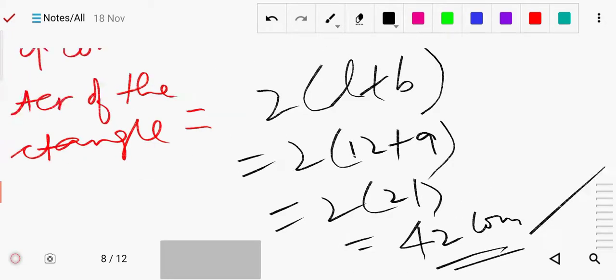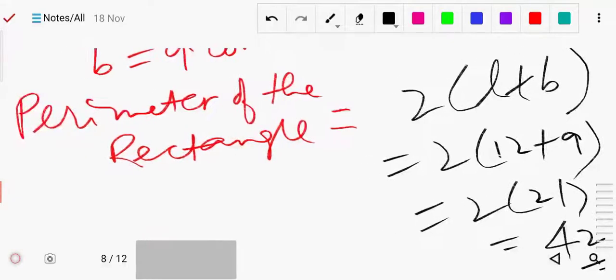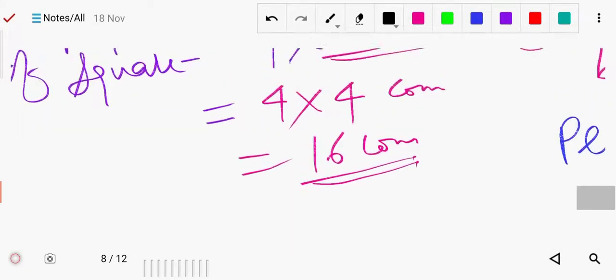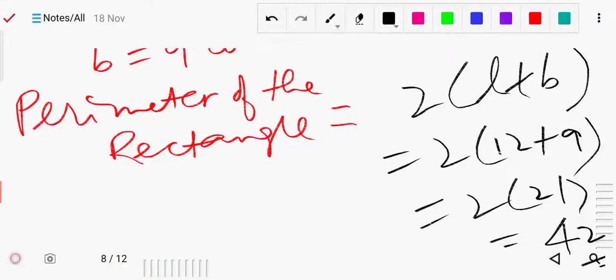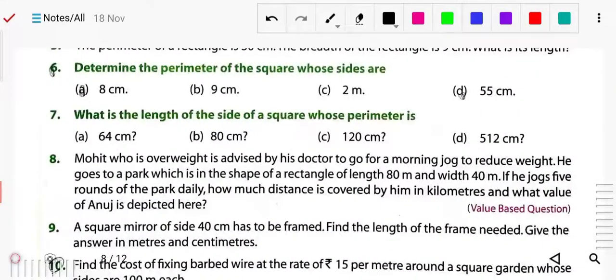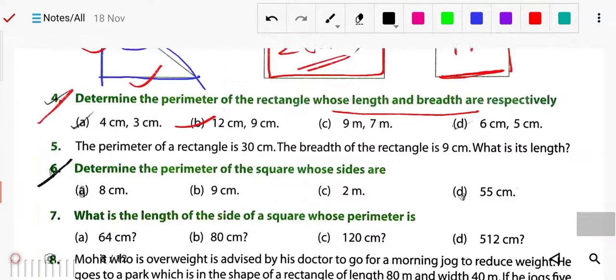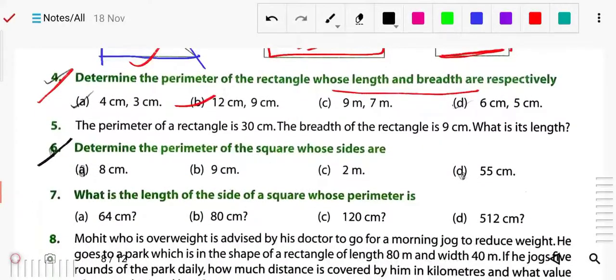So this is how you have to do it. Everything is already given, the length and breadth are given, only put in the formula and get the answer. Now, one more question is left, number 5: the perimeter of a rectangle is 30 centimeter and the breadth of the rectangle is 9. You have to find the length. So number 5, I will solve for you.